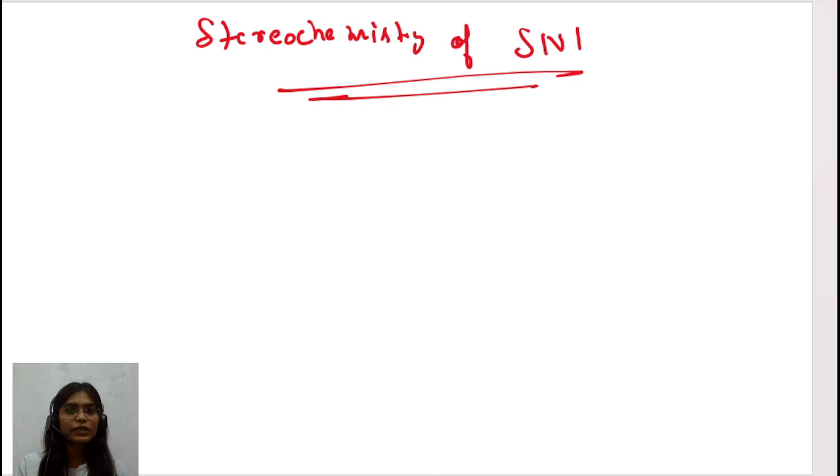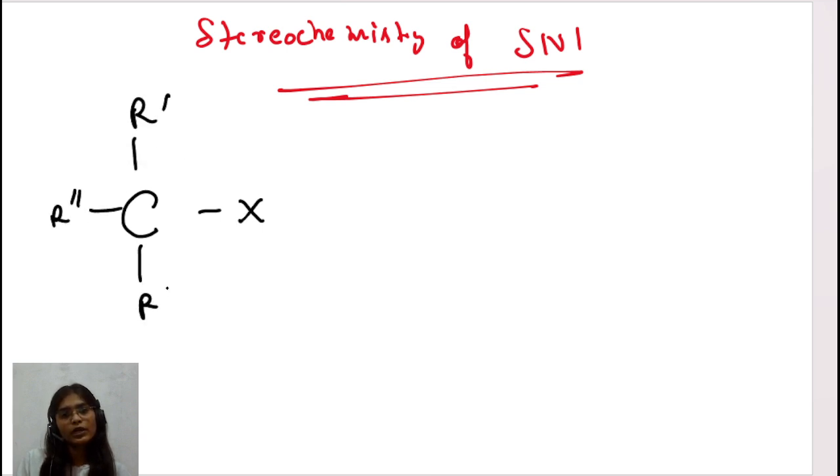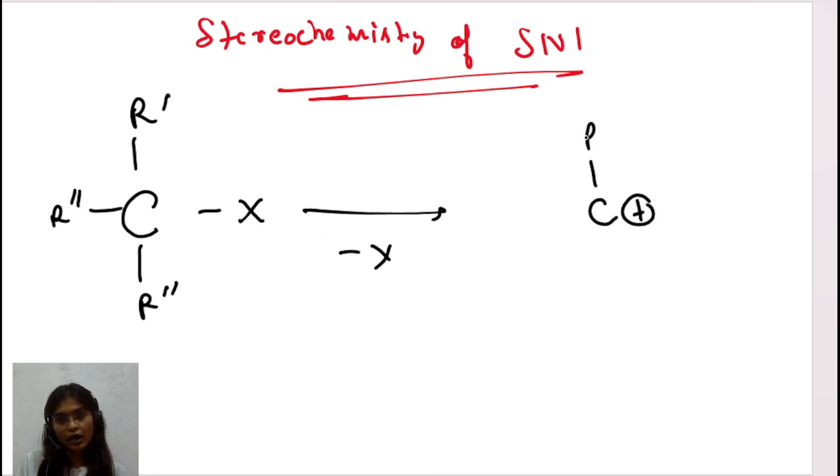Let me quickly give you an overview of how it's a two-step reaction. First of all, you have some carbon with a halogen group connected, and we have three groups, R group, double bond, triple bond. In step number one, the X is removed. This X is going to leave like this, and we get a carbon with a positive charge, then R dash, R double dash, and R triple dash. Now, since we're talking about stereochemistry, let's discuss this.